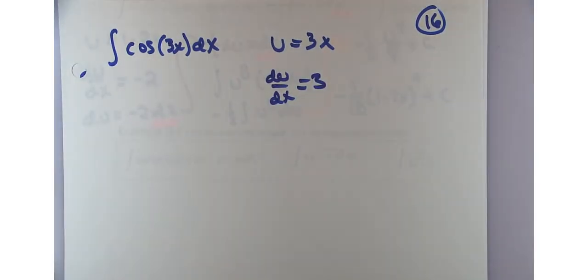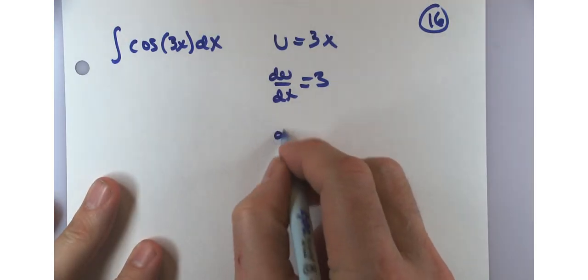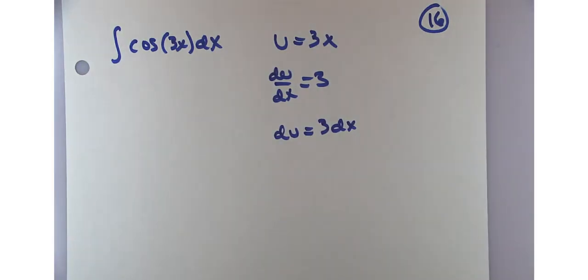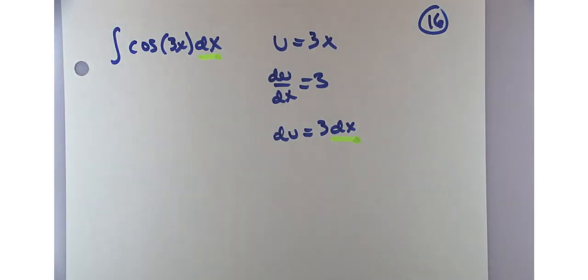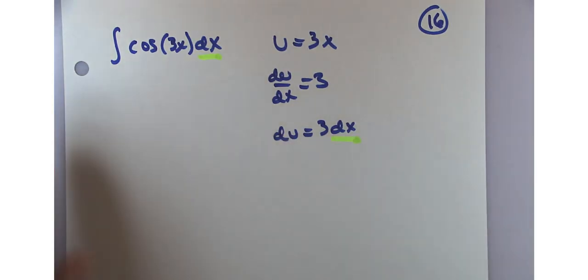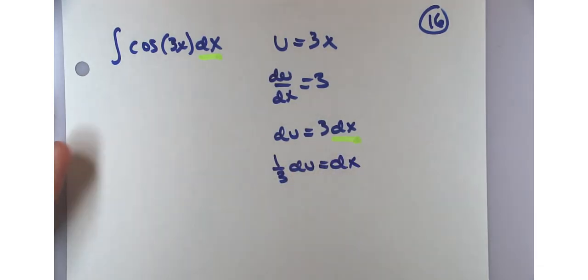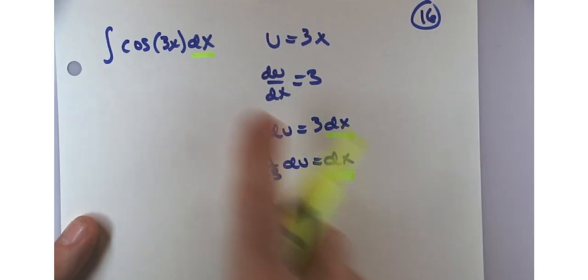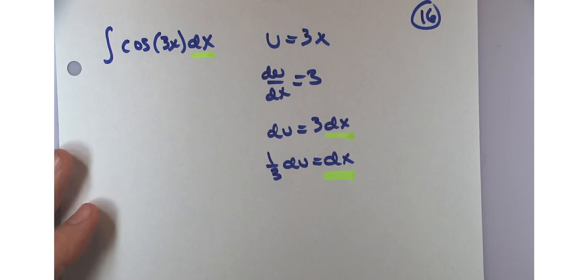All right, so first things first, we'll differentiate both sides. We get du by dx equals 3, or du equals 3 dx. And then you can look back and see what's in your integrand. You've got a dx term there, you got a dx term there. So I'll push that 3 to the other side in the form of multiplying by the reciprocal. Now we're in good shape. If I replace dx, I can replace it with 1/3 of du.